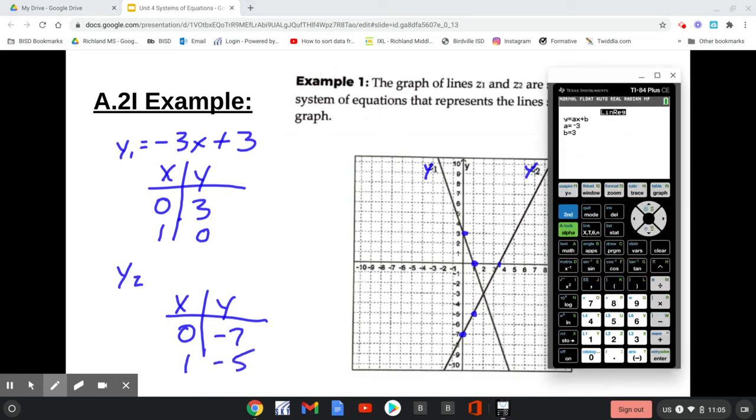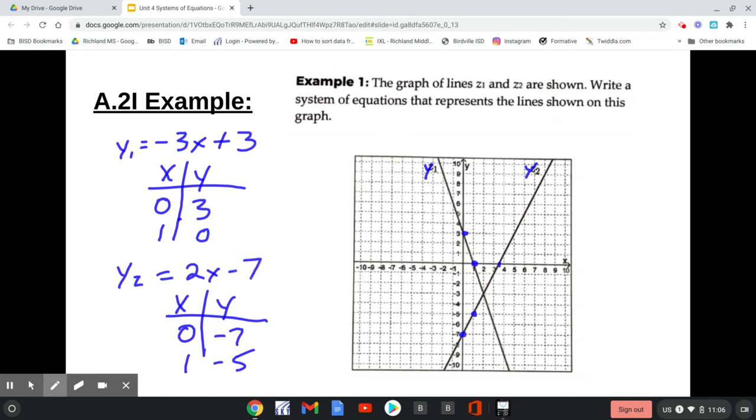So I'm going to put that in the calculator. I'm going to hit stat, enter, and I'm going to put in 0 and 1, which is already in there. I'm going to go up and over, and I'm going to put -7 and -5. I'm going to hit stat, tab, 4, enter all the way down. And I have the equation of 2x minus 7.